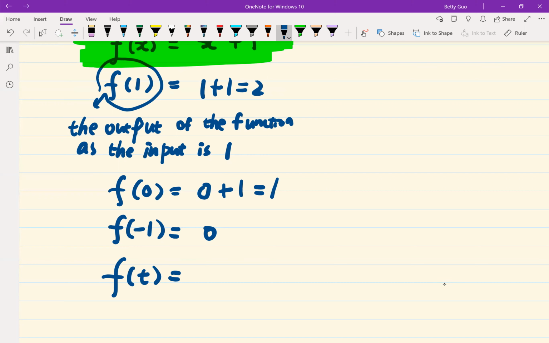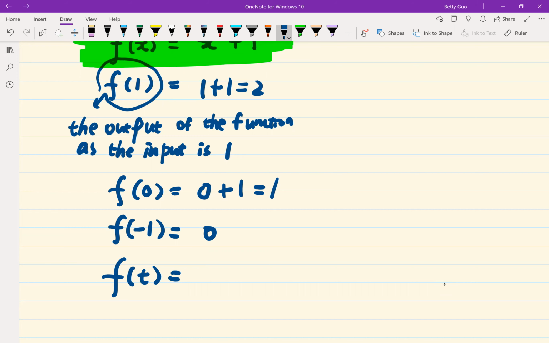Did you say t plus 1? We don't have u. So if the input is t, remember the output is always equal to the input plus number 1, right? This time the input is t, then what's the output? When the input is t, what's the output?